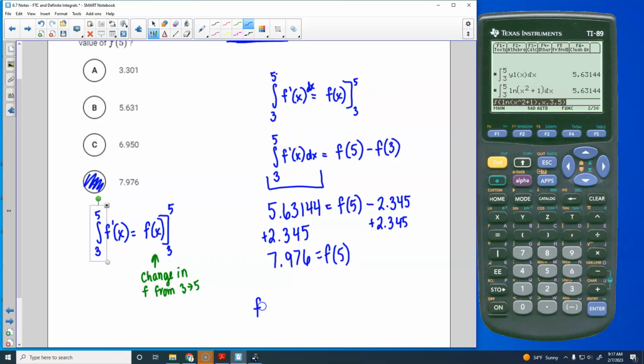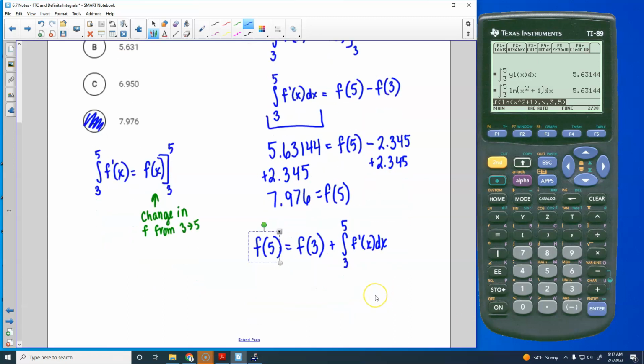So if I want to know f of 5, I could take the starting position, f of 3, and I could add my integral from 3 to 5 of f prime of x dx, and that will give me my value of f of 5. So it's like starting position plus the change is going to give us the ending position there. So if you did that, it would be 2.345 plus this 5.63144, and that is also going to give you that same number.